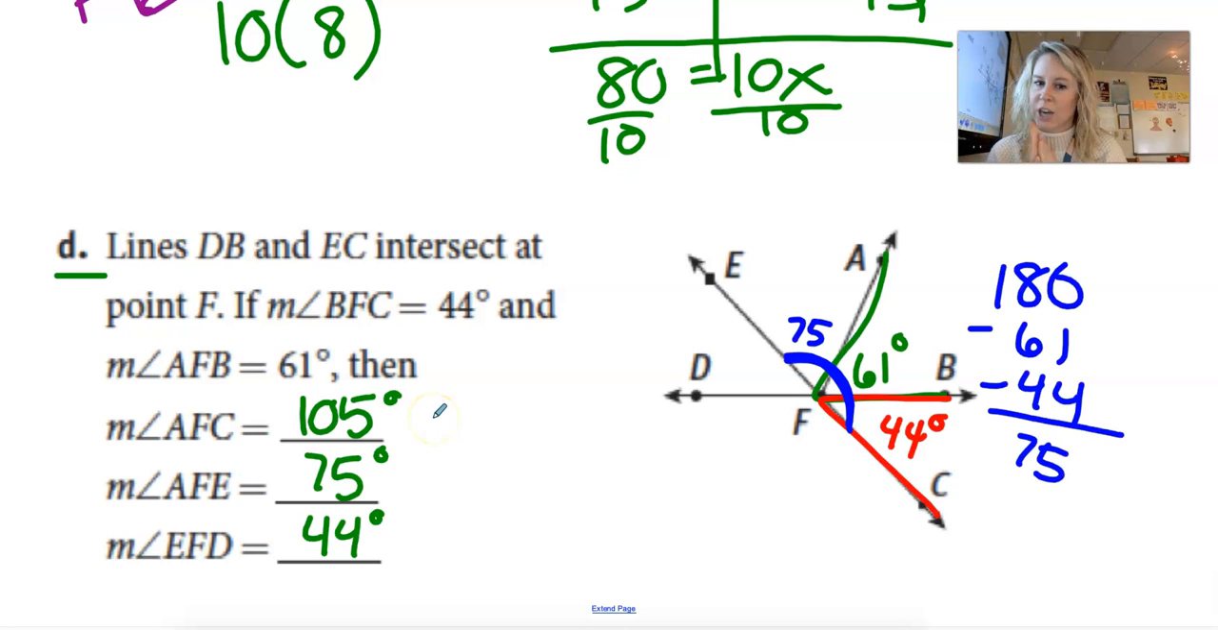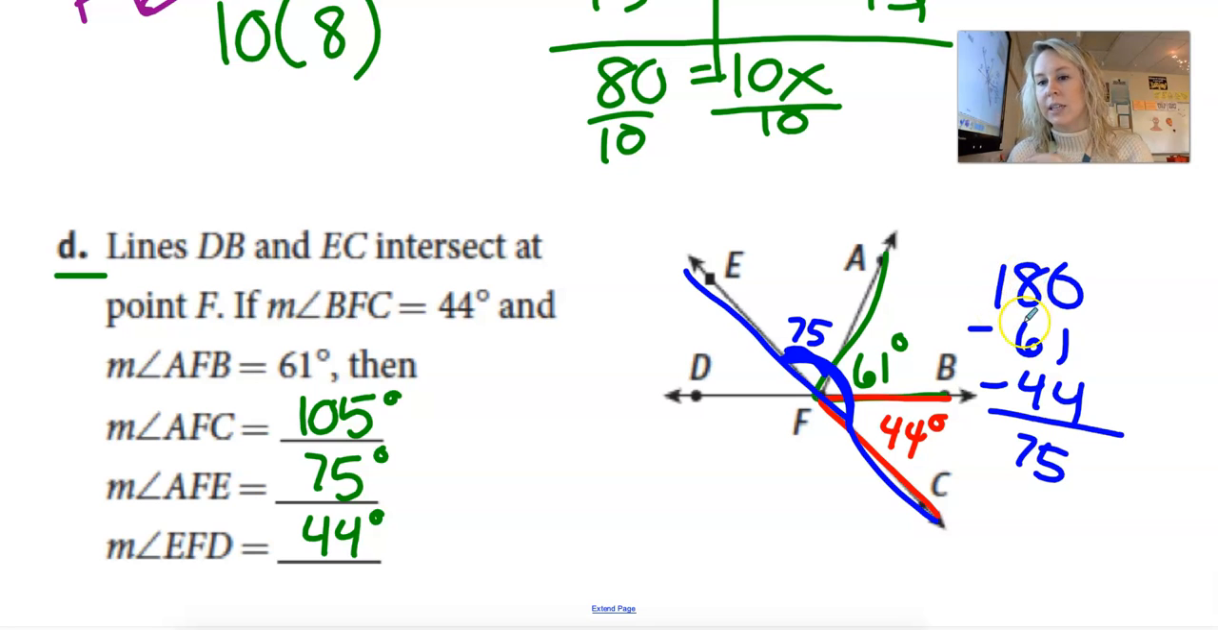So for your answers, you should have got 105, 75, and 44. So to get 105, it wanted AFC, which was it just wanted the green angle plus the red angle. You add them up, you get 105. The tricky part was probably finding AFE. So you kind of had to turn your head to the side and notice that the red angle plus the green angle plus this blue angle that I didn't know all make a straight line. So supplementary, and so they're going to add to 180.